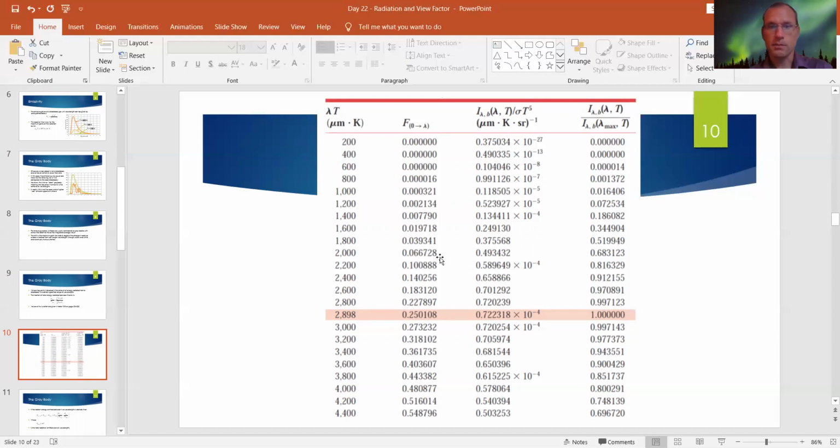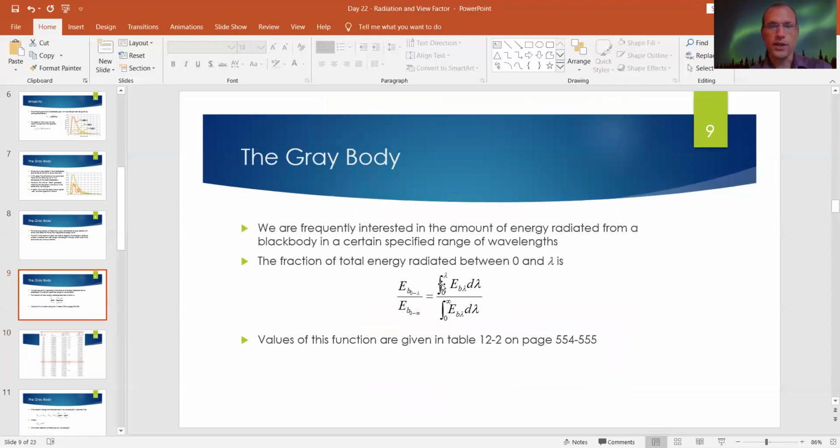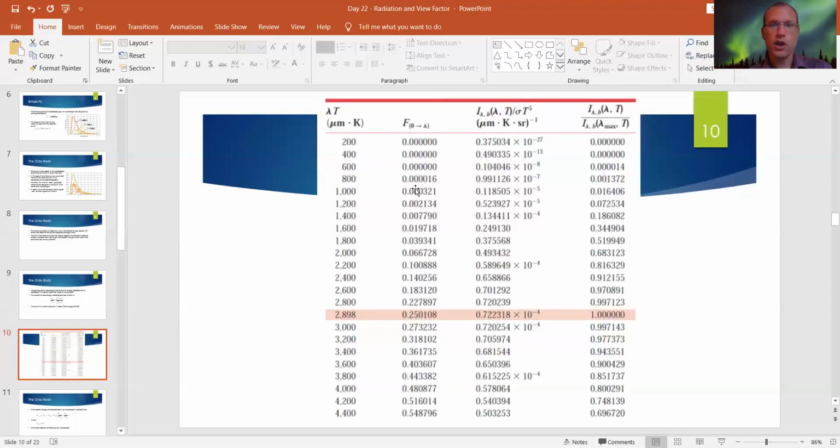So that tells me how much is emitted between 0 and that value. It's going to depend on, usually I'm dealing with a wavelength, but also depends on the temperature. And it's usually only this column that we care about, this thing called F, 0 to lambda. That's that fraction, essentially called F0 lambda. So that's generally the only column I care about.